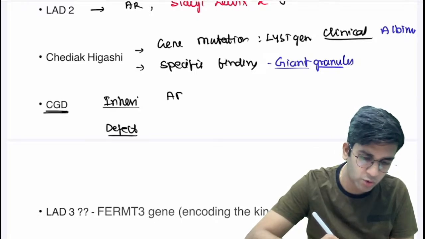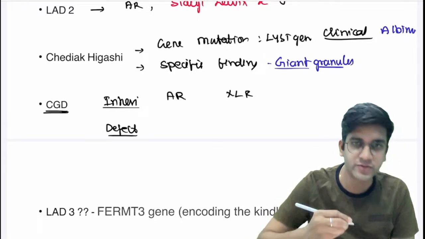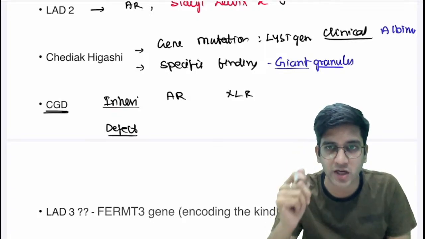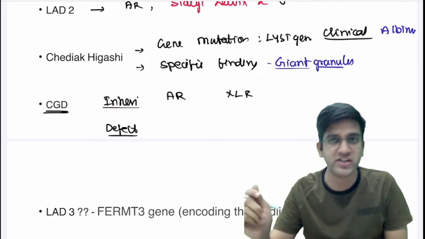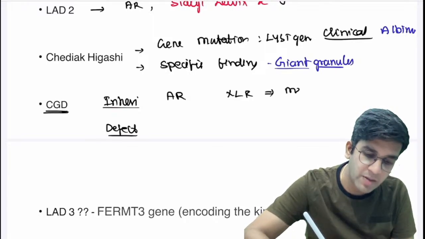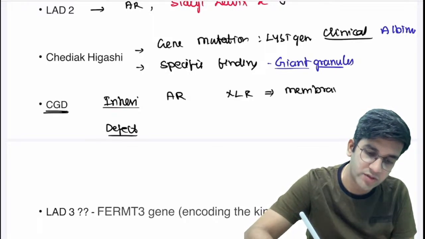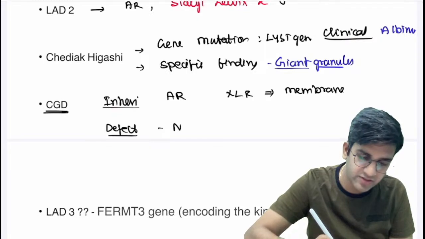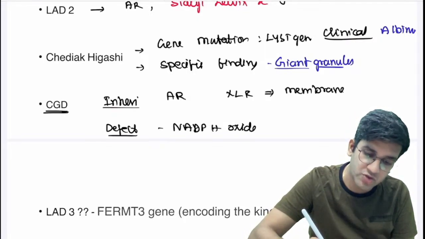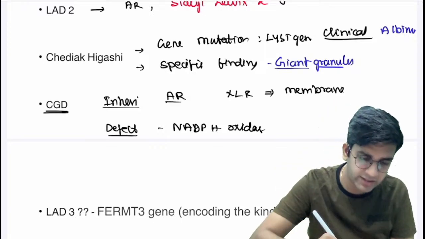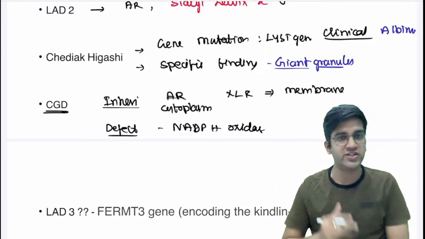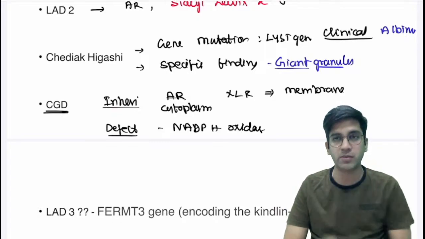Do remember both autosomal recessive and X-linked recessive because there are 2 components of CGD, right? Both are right, X-linked recessive as well as autosomal recessive. If the membrane component of your enzyme NADPH oxidase is defective, you'll have an X-linked recessive inheritance, and if the cytoplasmic component is defective, I'll have an autosomal recessive. It has dual inheritance. Do remember that, right?